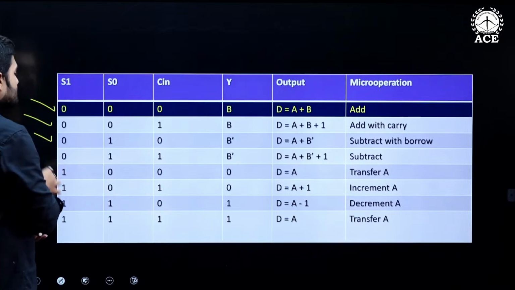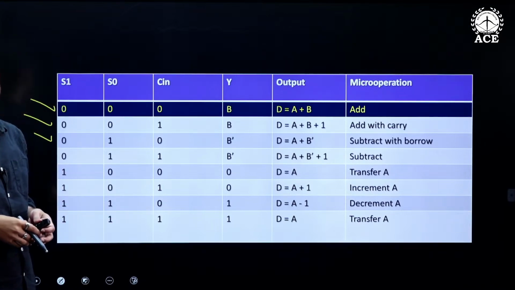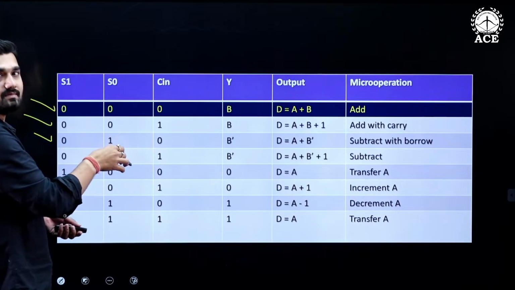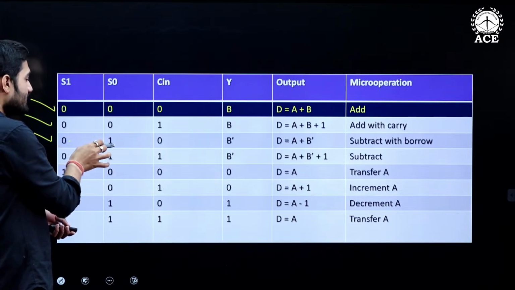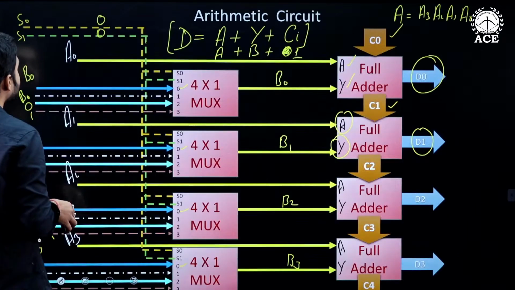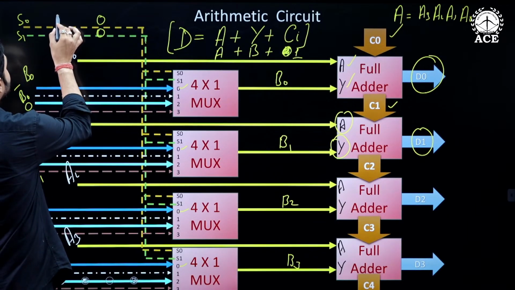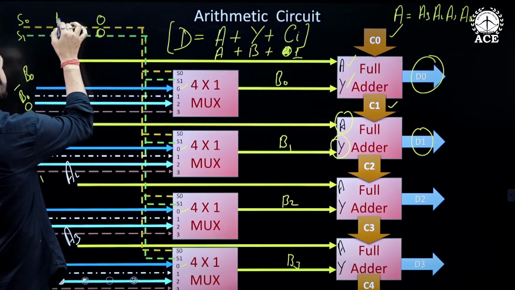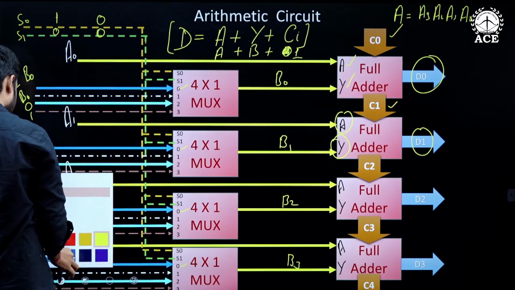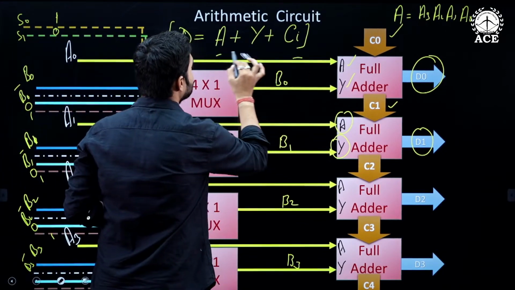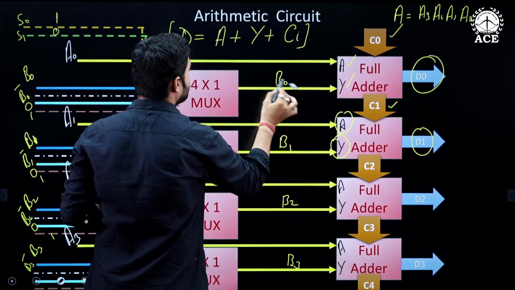Now look at this part also: 0, 1, 0. What do we understand by this part? If I provide S1 as 0, S0 as 1, Cin as 0, what am I getting? Let us see. S0 is 1, S1 is 0. Now let me erase these things. Maybe some new factor will come.